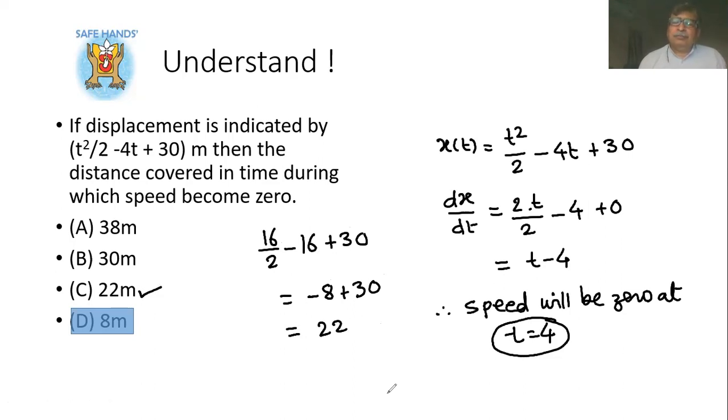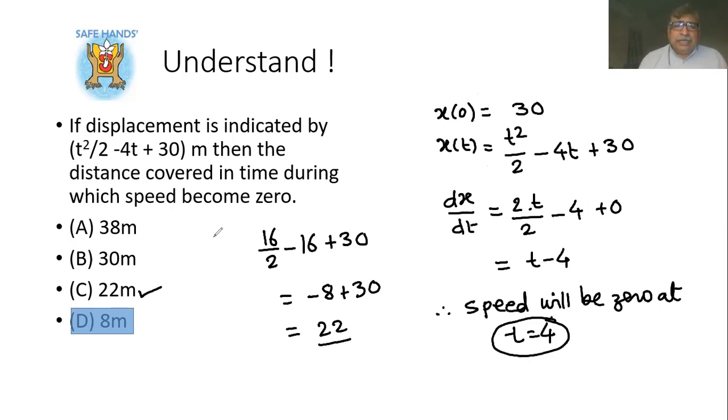So this is the common mistake which I am saying. This 22 is the position when time is 4 seconds. What is the position when time is 0 seconds? Achha, so I will have to substitute that. So x of 0, initially the position of the particle was 30.